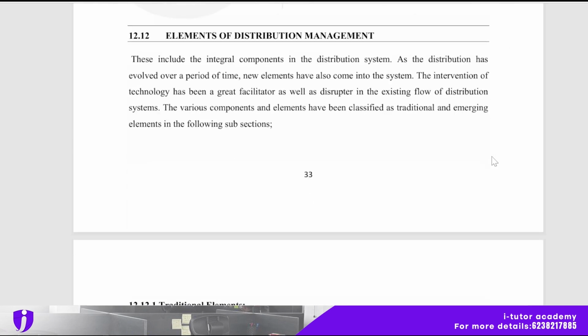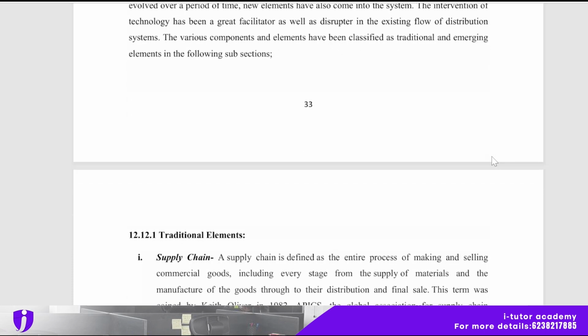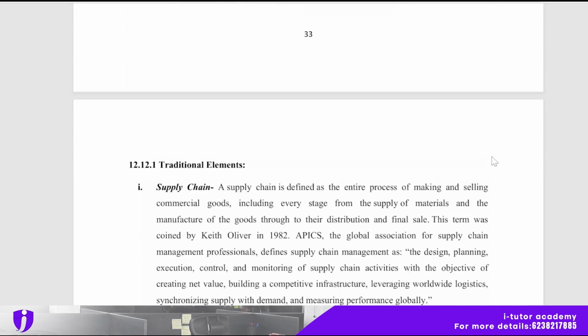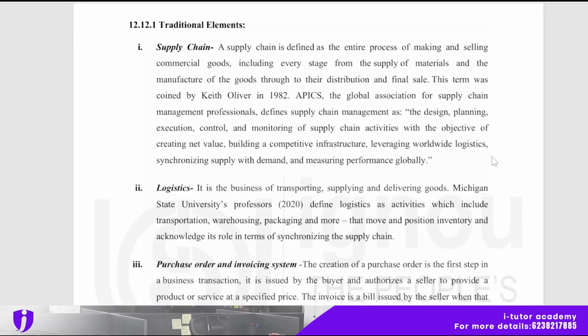And next is elements of distribution management. These include the integral components in the distribution system. As distribution has evolved over a period of time, new elements have also come into the system. The intervention of technology has been a great facilitator as well as a disruptor in the existing flow of the distribution system. The various components and elements have been classified as traditional and emerging elements in the following subsections. Next is traditional elements. Supply chain.